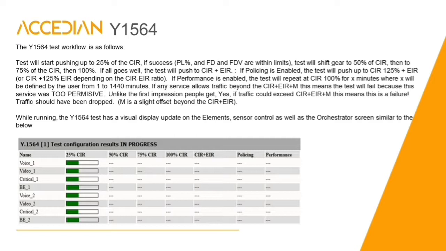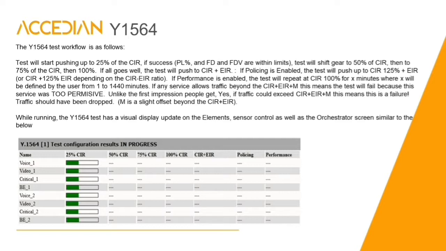If any service allows traffic beyond the CIR plus EIR plus the M factor, this means that the test will fail because this service or this circuit is too permissive. So if we enable the policing and the test allows more than CIR plus EIR plus M factor, this means that the circuit is too permissive and it's a failure. So unlike the first impression people get, yes, if the traffic could exceed CIR plus EIR plus M, this is a failure. Traffic should have been dropped. M is a slight offset beyond the CIR plus EIR.